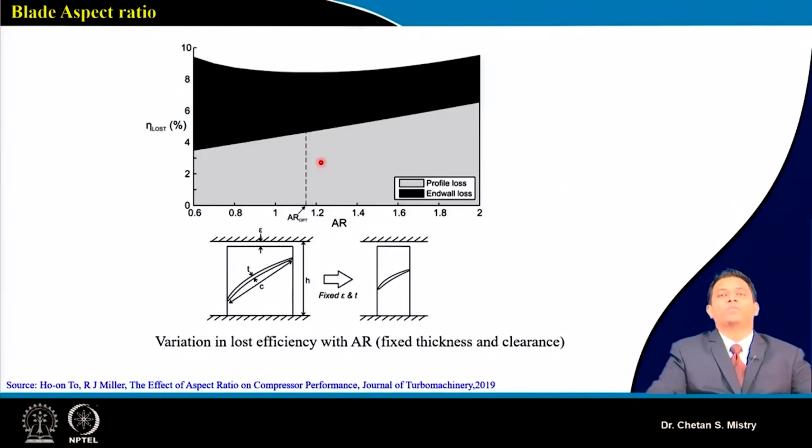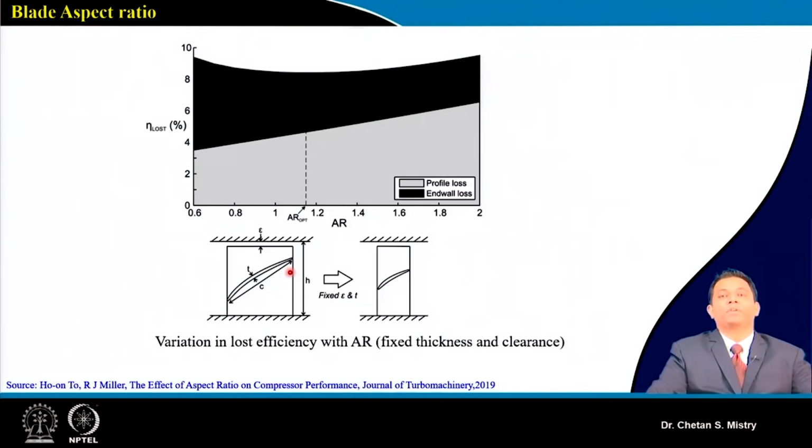Now this is one of the works reported by the University of Cambridge. The whole concern is what the aspect ratio needs to be. For that, they took two different aspect ratio blades having the same thickness and the same clearance. So if you look at this clearance and this clearance, they are the same, and the thickness of the blade they also considered to be the same.